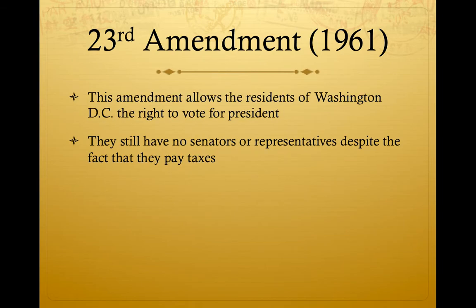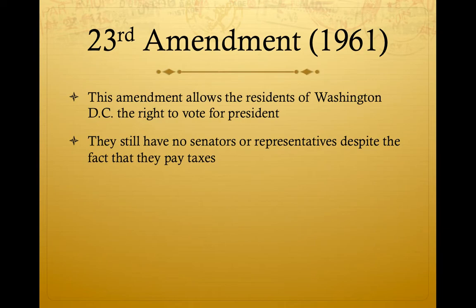Bringing us to the 23rd Amendment, passed 10 years later in 1961. The 23rd Amendment allows the residents of Washington, D.C. the right to vote for president. When the country was first founded, there was worry that the people in Washington, D.C. would just be too powerful. They would be situated near the seat of government, so we stripped them of their voting rights.